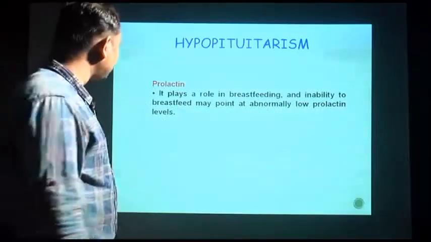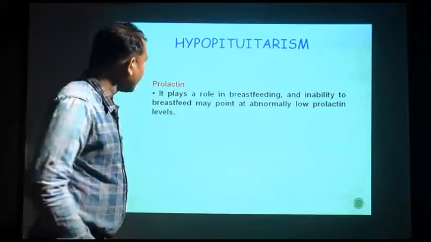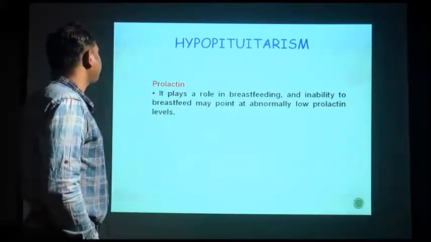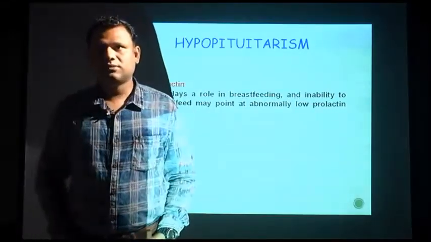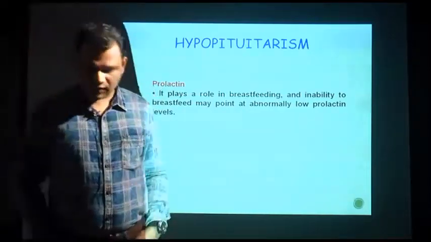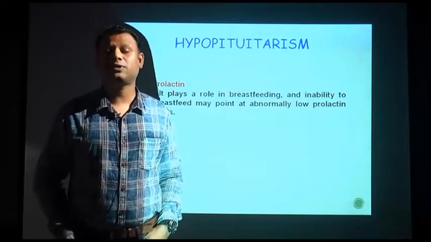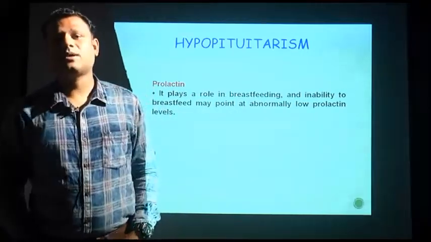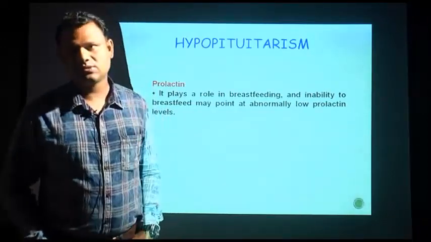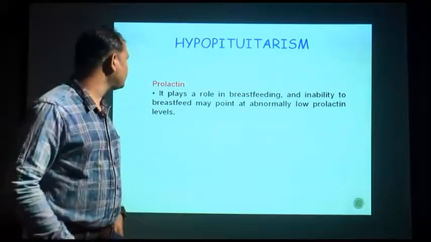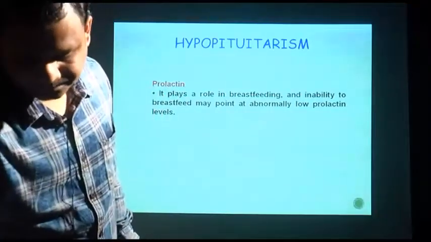Another hormone which remains is prolactin. Prolactin plays a role in breastfeeding, and inability to breastfeed may point to an abnormally low prolactin level. It is a very complicated situation where the baby is suckling but milk is not coming out of the breast. Why? Because the hormone is not there, that is, the prolactin level is very low. That is a very dangerous situation, which should be treated immediately, and hormonal treatment is required.